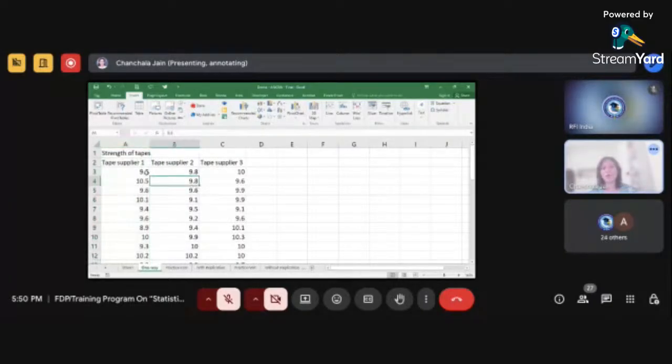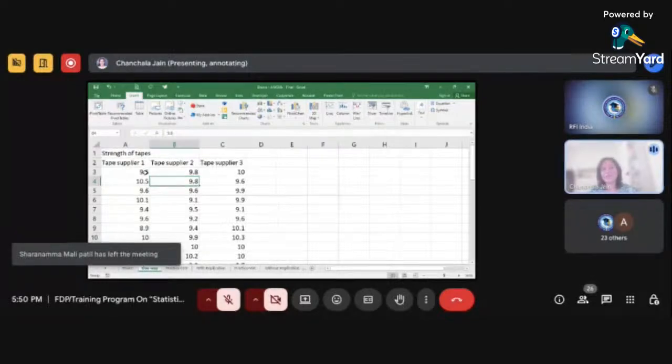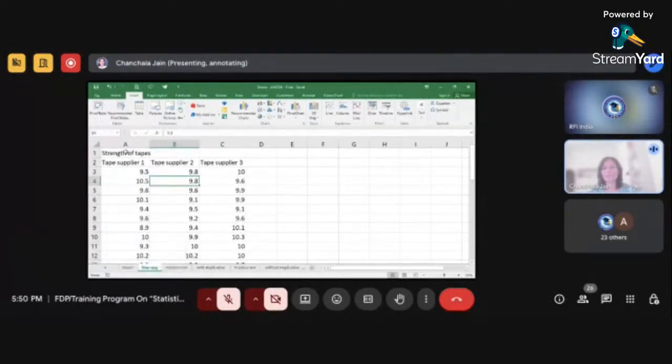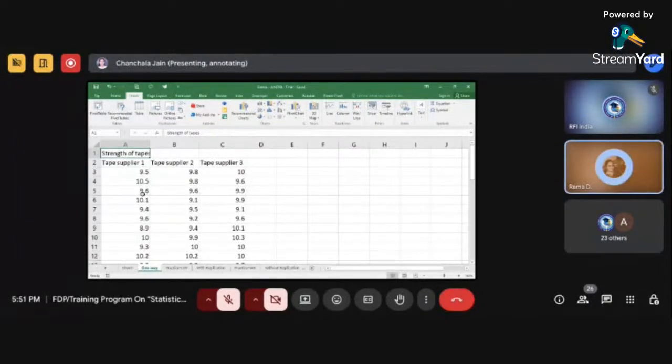Now, suppose my purpose is to compare the mean strength of the tapes. Firstly, you can see the variables given to us. Can anyone tell me how many variables are given in this particular problem? I think I explained the problem. How many variables? Three, ma'am. Can you name them? Tape supplier 1, tape supplier 2, tape supplier 3. Okay. What about others?